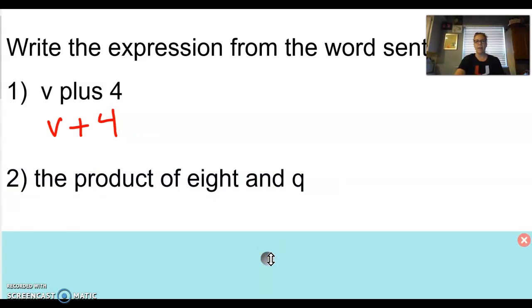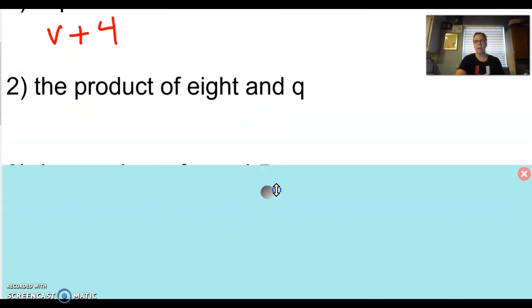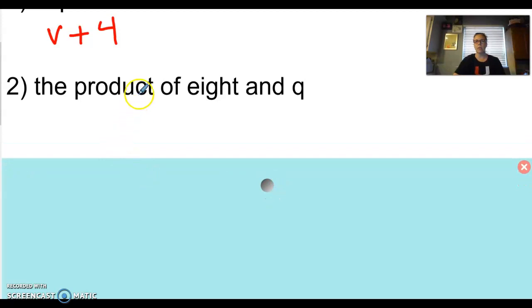The product of 8 and Q. So some of our vocab we may have to review. Remember, pause it if I go too fast. So product, if you don't remember, product is multiplication. So you can put 8 times Q. We want to get away from the X for multiplication. You can just put 8Q, which is what it'll end up being.